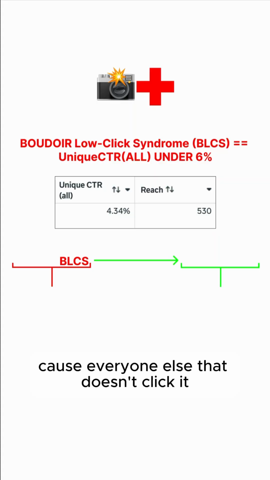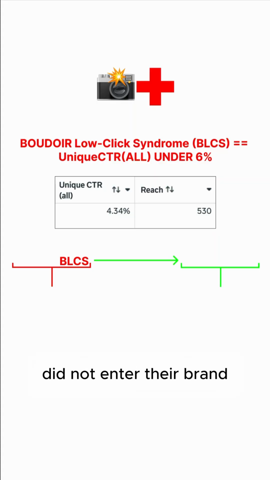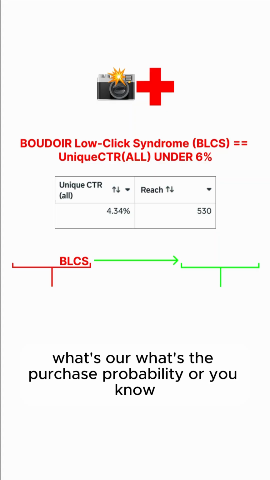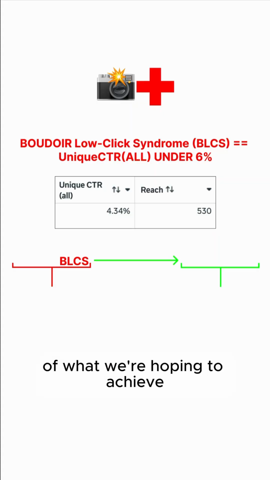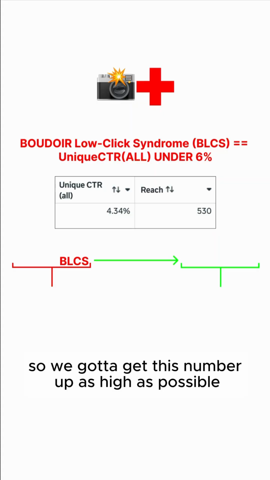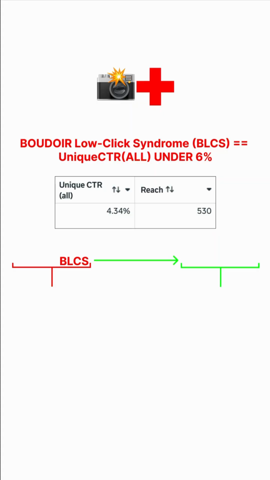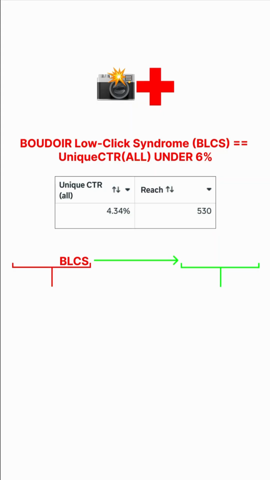Because everyone else that doesn't click anywhere on the ad just scrolls right on by. Our ad did not enter their brain. They ain't never buying. So this is the purchase probability, or the first leading indicator of what we're hoping to achieve. So we've got to get this number up as high as possible. 6% is the absolute minimum floor. Anything under 6%, massive, massive, massive problem.